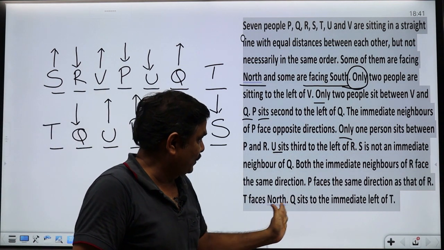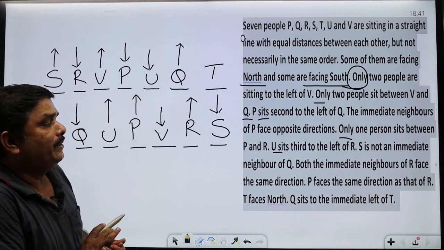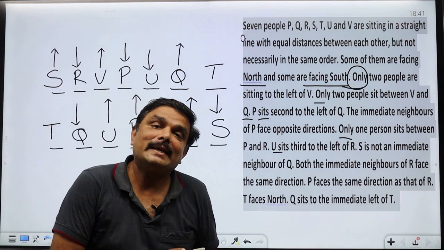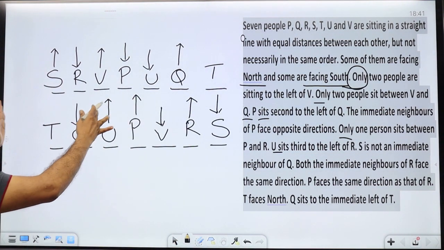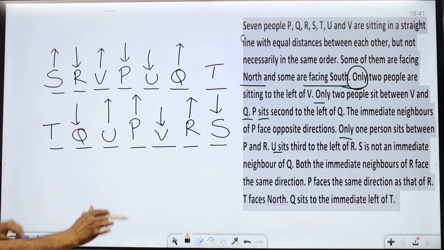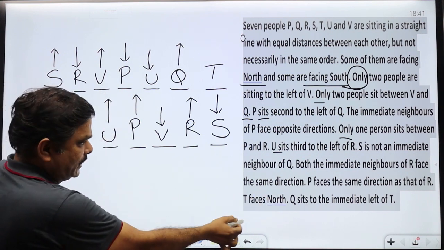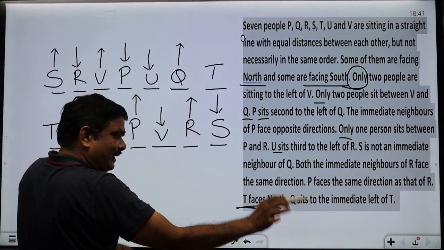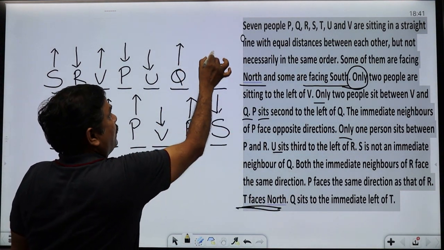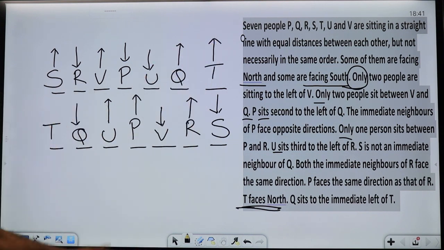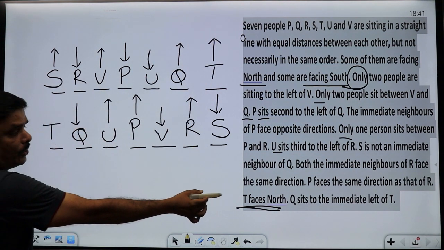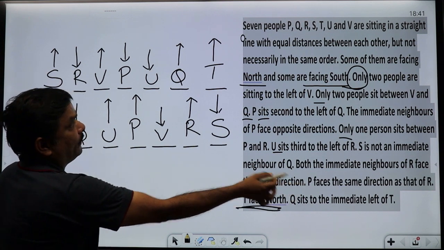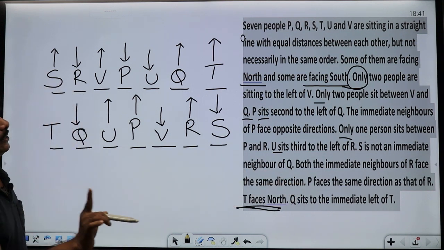Now the next information they have given: Q sits to the immediate left of T. Now, before that, have they given anything about T? Yes, I forgot this. Yes, T faces north. Even if they had not given this, it is okay. But let's take T faces north. Now Q sits to the immediate left of T. Observe this one carefully, students.